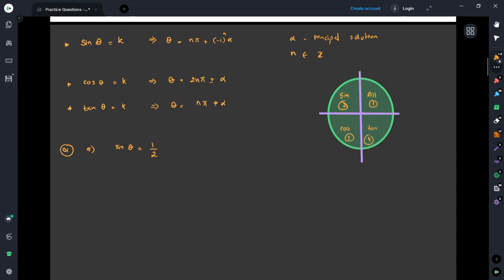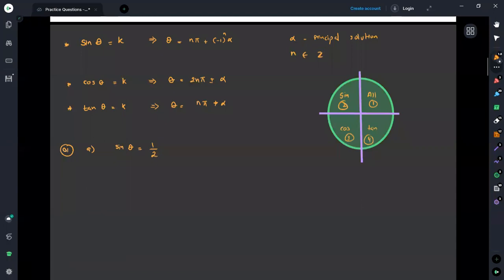Here it is given as sine theta equals half. Therefore, we can find the solution in a way that the principal solution should always be the least possible value which satisfies the equation. Therefore, our principal solution for theta should be in the first or second region. Generally it should be in the first region, because all the ratios are positive in the first region.